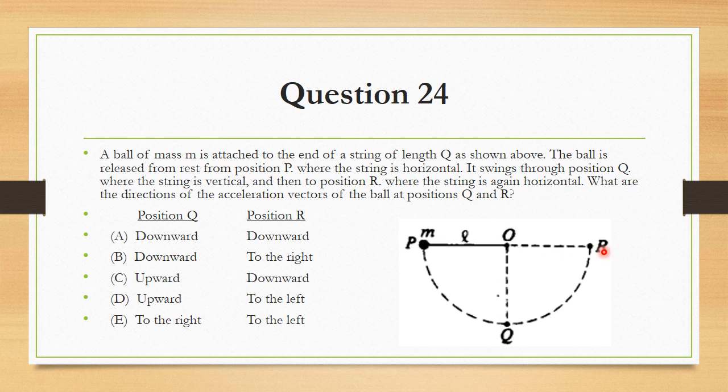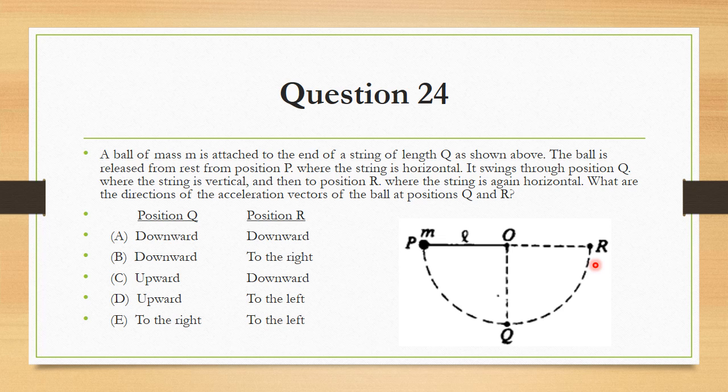How about at R? Well, at R, it is at the same height from which it was released, P. And because it was released from rest at P, once it gets back to that same height, it must be at rest again. So if you're at rest, you are not moving in a circle. Therefore, there is no centripetal acceleration at R. So is there any tangential acceleration? Is the ball's speed changing at this instant?